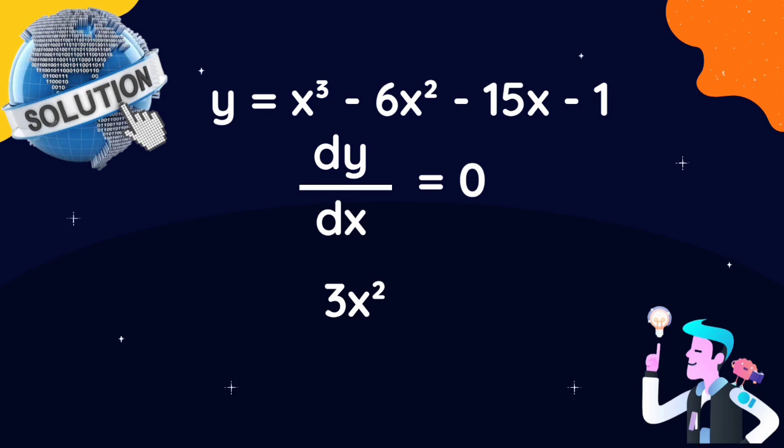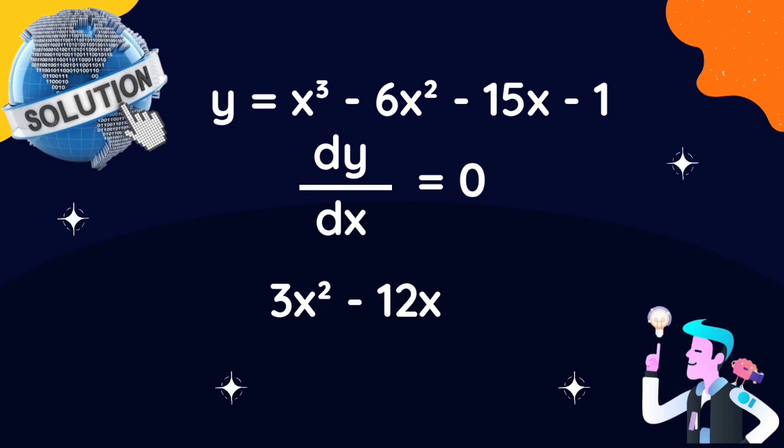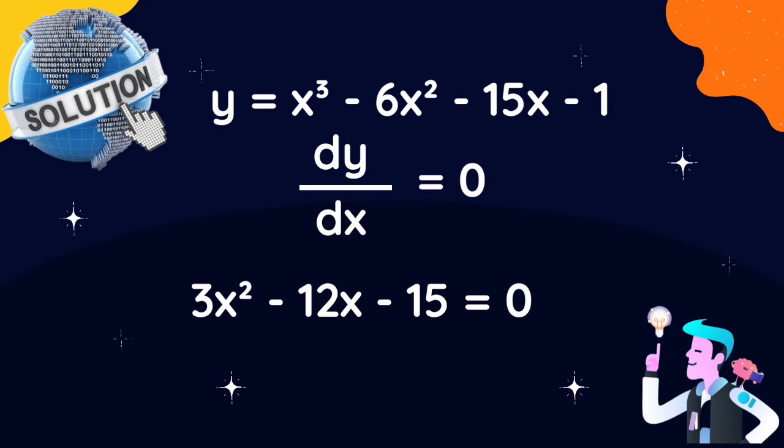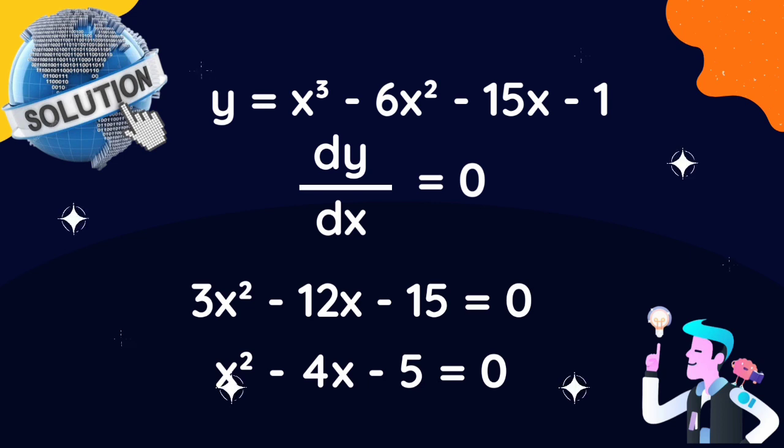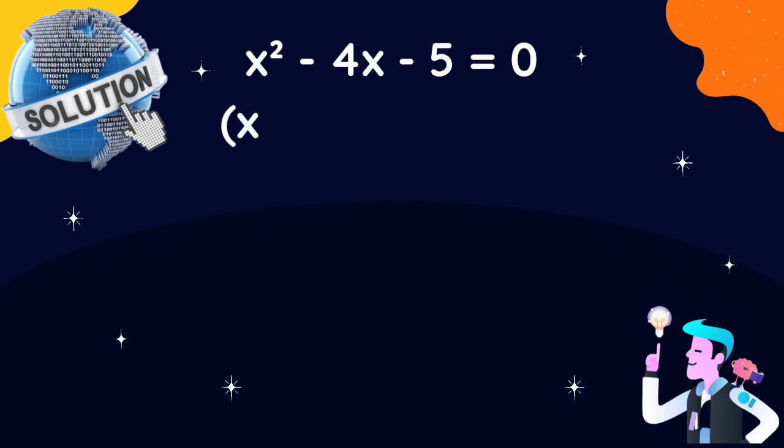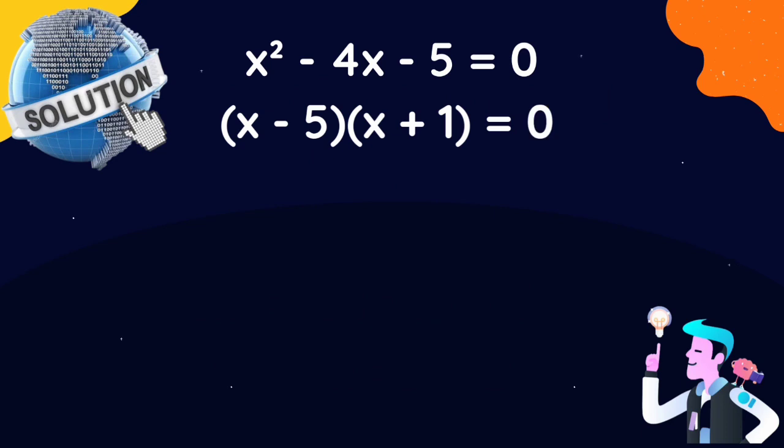And so when you differentiate x raised to the power 3, you are going to have 3x squared. And when you differentiate minus 6x squared, you have minus 12x. And when you differentiate minus 15x, you have minus 15. Of course, when you differentiate a constant minus 1, you are going to have 0. So you are going to have the quadratic equation 3x squared minus 12x minus 15 equal to 0.